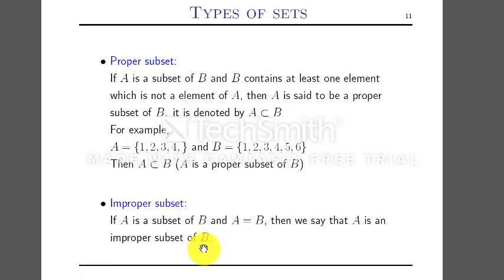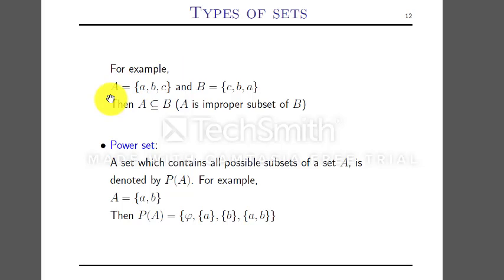Improper subset. If A is a subset of B and A is equal to B, meaning the elements are the same and the number of elements is the same, then the two sets will be equal. If A is a subset of B and A is equal to B, then we say that A is an improper subset of B.